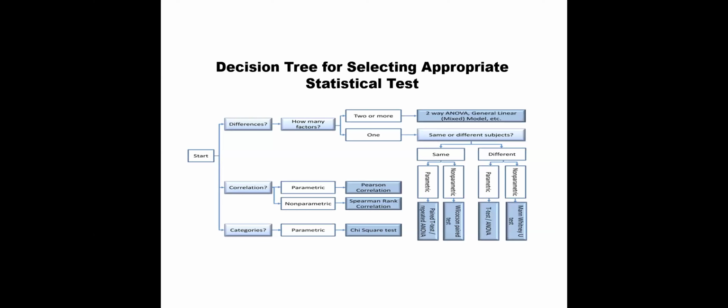And we can summarize the whole decision tree for selecting the appropriate test. Whether we want 2 or more, ANOVA is applied. If it is the same subject, parametric is the paired t-test, and non-parametric is the Wilcoxon signed rank test. If it is different subjects, parametric is the t-test, and non-parametric is Mann-Whitney. If we want correlation, then parametric is Pearson correlation, non-parametric is Spearman rank correlation. For categorical data, it is the chi-square test. Thank you. Any questions?